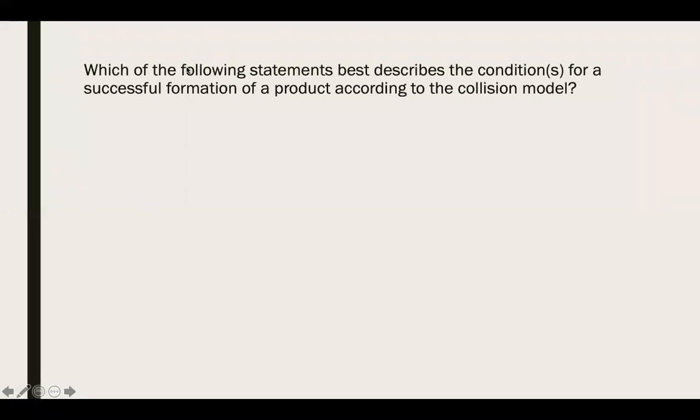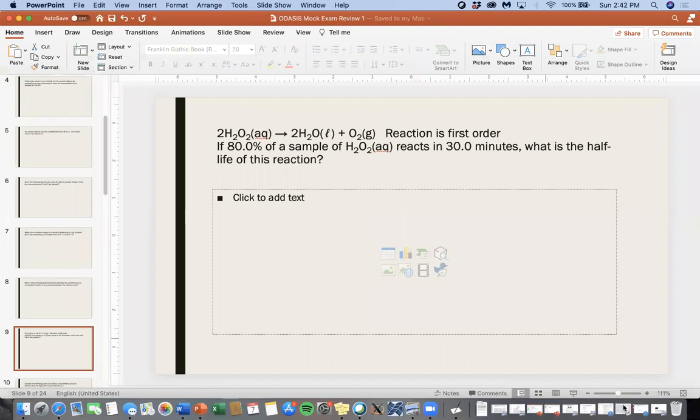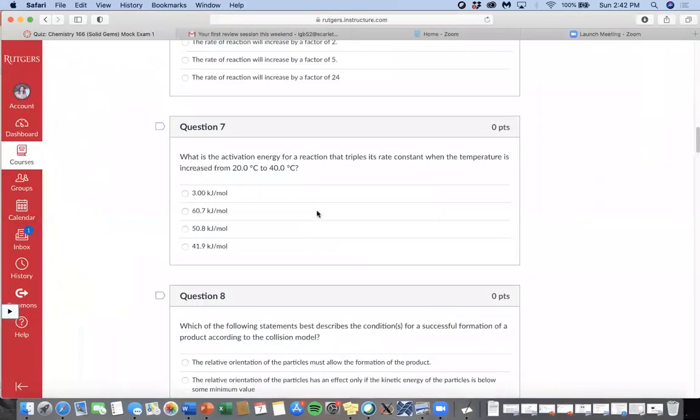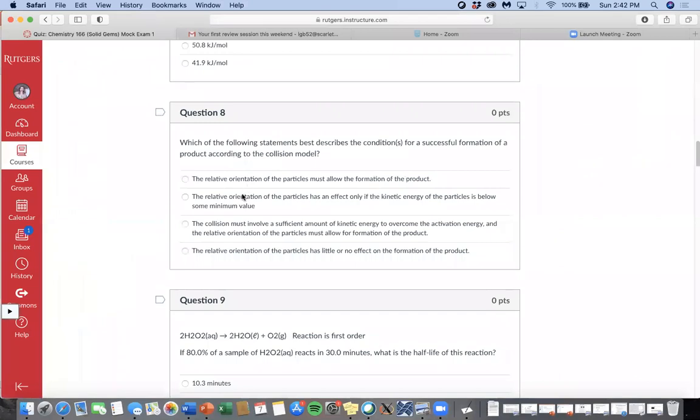Okay, so then the next problem was, which of the following statements best describes the conditions for successful formation of a product according to the collision model? And the different answer choices that you were given for this one had a lot of the same similar thoughts that revolved around the relative orientation of the particles and the amount of energy that the collision had.